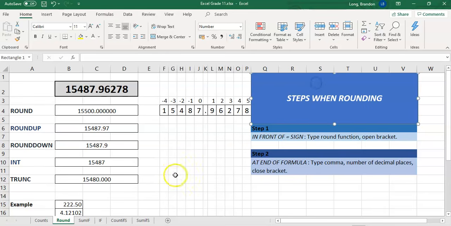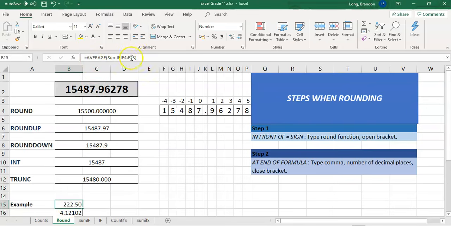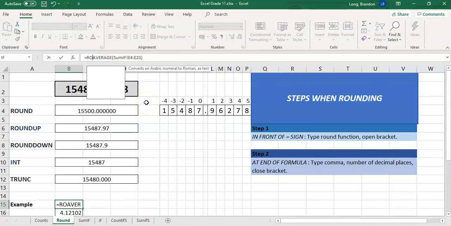So step 1 is in front of the equal to sign, you must type the round function, open bracket. So if we were just going to round it normally, there's our function. I put the cursor in front of the equal to sign and type in the word round, then open bracket. Now if it was a round up or round down, you would type round up or round down, open bracket. So that's the first step, round, open bracket in front of the equal to sign.